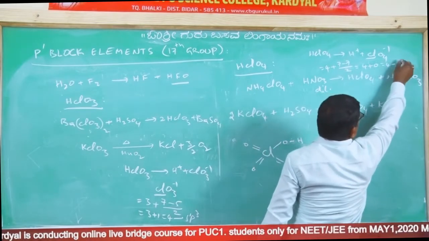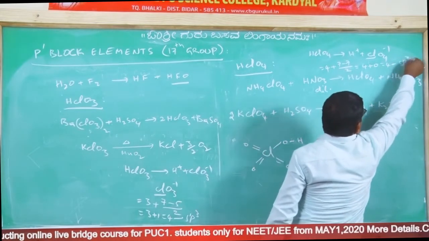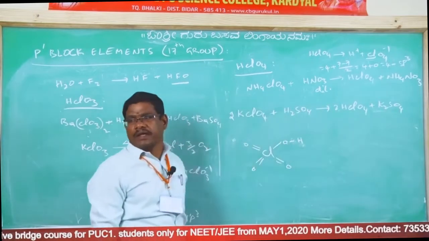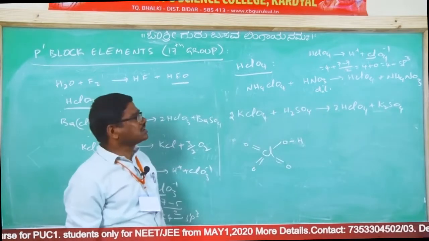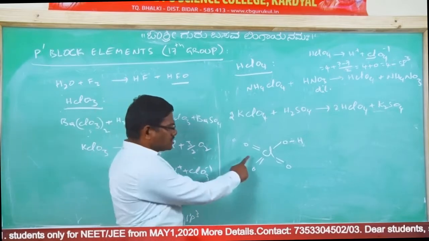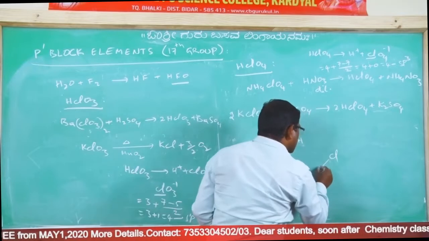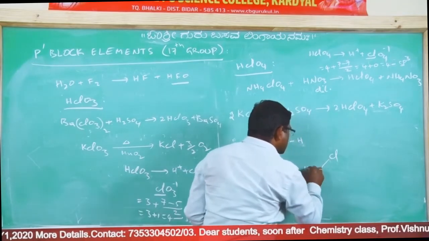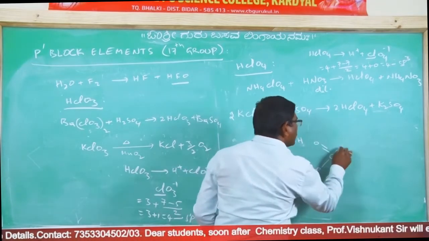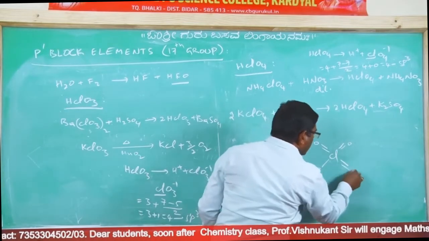Total number of pairs of electrons are 4. sp3 hybridization without lone pair. Original structure is tetrahedral. So this is a tetrahedral, right? And another perchloric acid, if you consider, is in this way. It is also a tetrahedral.